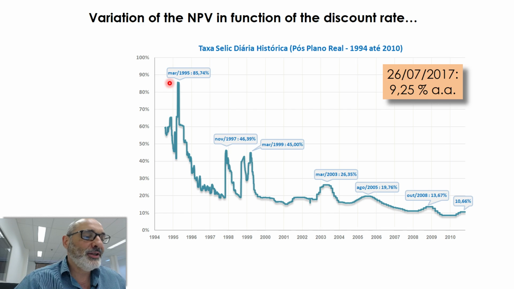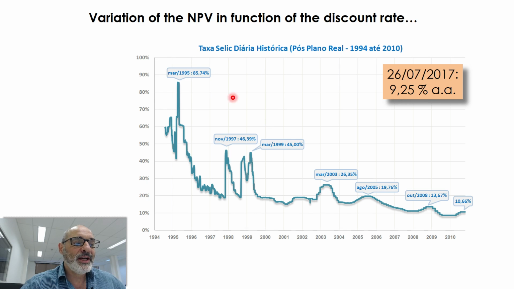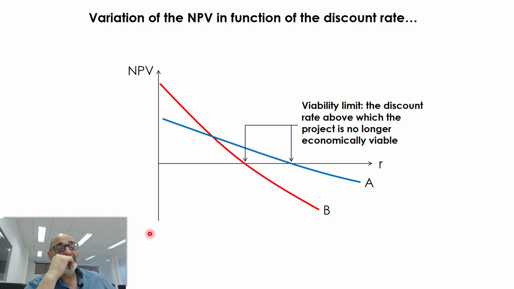It went to an astonishing 85% in 1995. This is during a period of very high inflation. So how can you set your discount rate in order to make these calculations and make the decision when you have this kind of situation? Very big variations in Brazil. If you do the same for the United States, it's a lot more stable. It's something near zero during all this time. Also Japan and so on. So what does this mean? What does it mean when you have zero net present value?